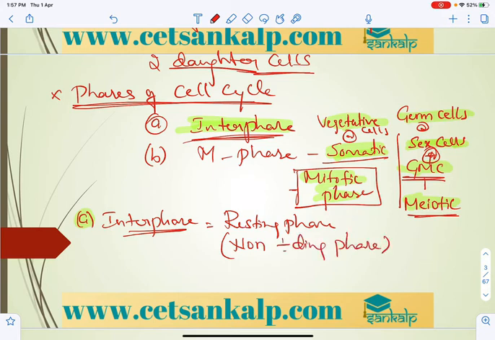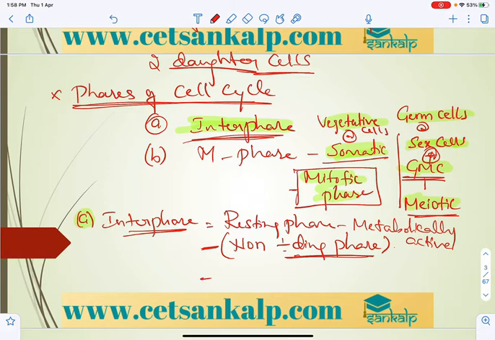Where DNA duplication will be there, but there is no division of the cell. The cells won't divide to give two daughter cells. So we can say it is a non-dividing phase, but in the resting phase, cells we can't say are inactive; they are metabolically active. Metabolically active, though inactive in terms of dividing.